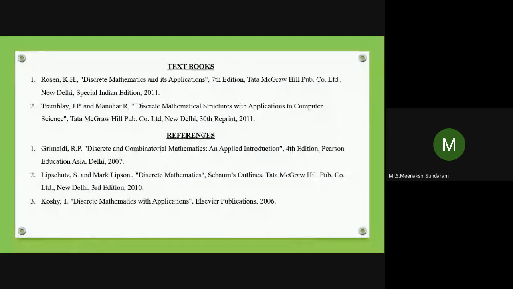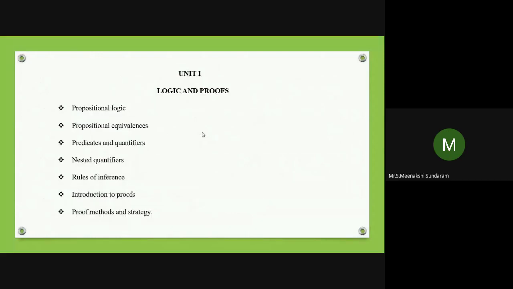And Kenneth Rosen, Thomas Koshy, and Gilmody: the three books are also available online. You can check. I like to follow the Veerarajan book also. I like to take notes from the Veerarajan book. You can do that too. A local book, whatever you can, no problem.